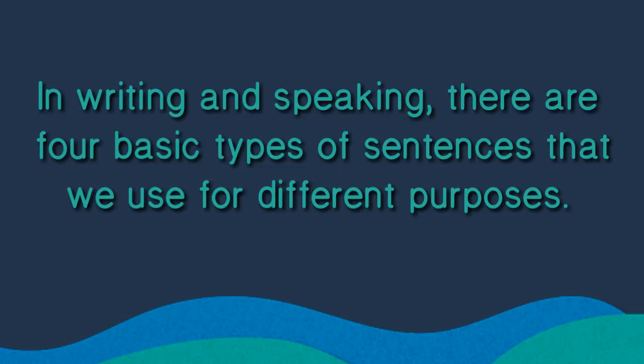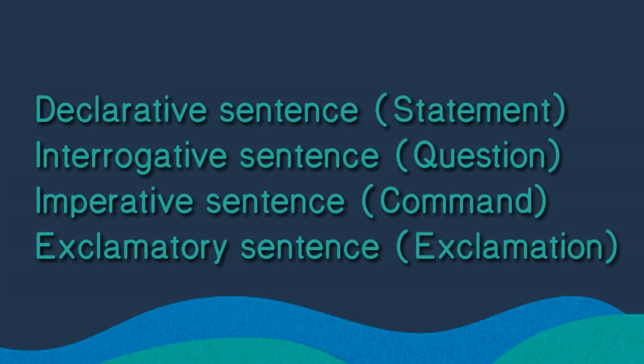In writing and speaking, there are four basic types of sentences that we use for different purposes. We can look at what those four types of sentences are. First one is declarative sentence or statement. Second one, interrogative sentence or question. Third one, imperative sentence or command. And the fourth one, exclamatory sentence or exclamation. Now we can look at each one in detail.